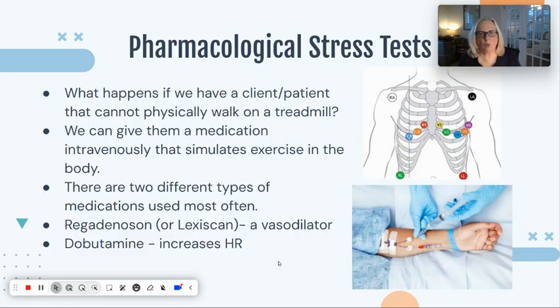We're not seeing how far they can go, what their symptoms are when they're exercising, or if they have any fatigue. So that part is missing. But as far as taking pictures of the coronary arteries, we're still able to do that with these two tests.